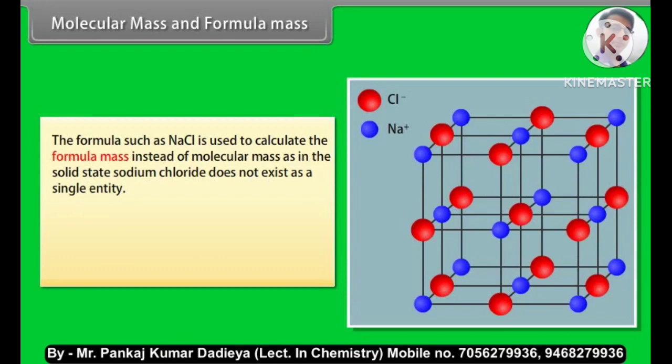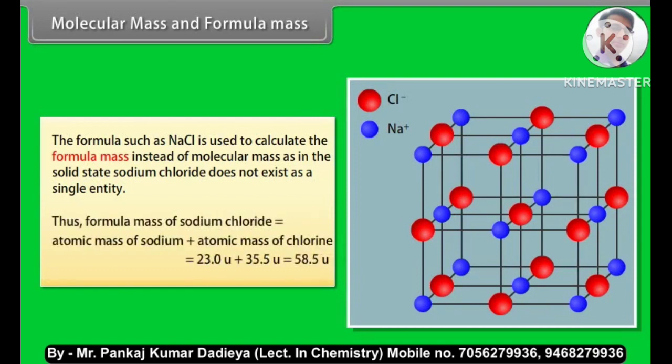A formula such as NaCl is used to calculate the formula mass instead of molecular mass, as in the solid state sodium chloride does not exist as a single entity. Thus, the formula mass of sodium chloride is equal to the atomic mass of sodium plus the atomic mass of chlorine, which is equal to 23.0 u plus 35.5 u, which is equal to 58.5 u.